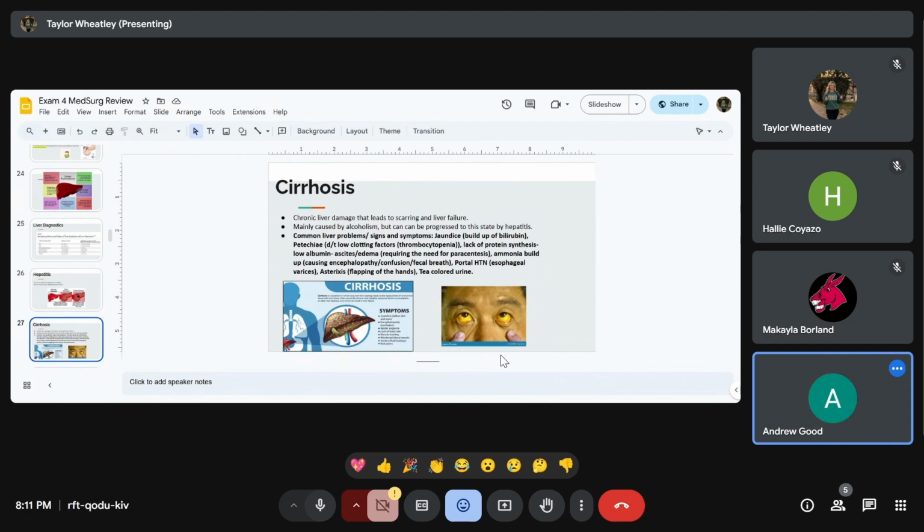Ammonia buildup will cause encephalopathy, confusion, and fecal breath. Portal hypertension will cause the esophageal varices. And the flapping hands, I don't even know how to pronounce that term, but it's usually in conjunction with hepatic encephalopathy. And then the tea-colored urine.